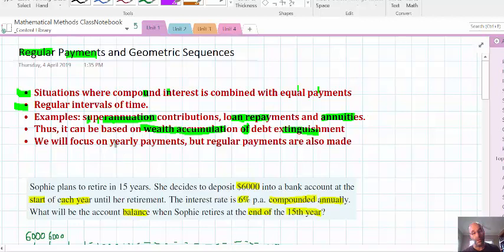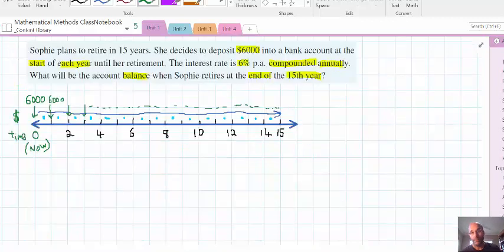Now, in the real world, things aren't always yearly, but in our examples and our context, we're going to focus on yearly payments. But you can have monthly, quarterly, fortnightly. There are other intervals possible, but we'll just keep it relatively simple with yearly. That matches what we've been doing with geometric sequences.